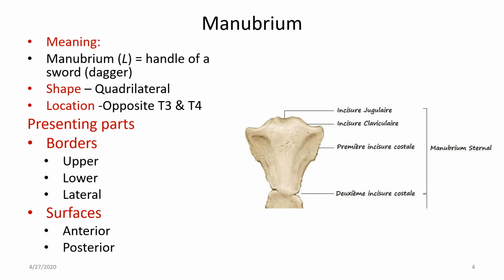Now let us study the Manubrium. The word Manubrium is derived from Latin, which means handle of a sword or dagger. We have learned that sternum means dagger. So the Manubrium is the handle of the dagger. And the shape of the Manubrium is quadrilateral and it is located opposite the thoracic 3rd and 4th vertebrae. It presents upper border, lower border and 2 lateral borders. And the surfaces are anterior and posterior surfaces.